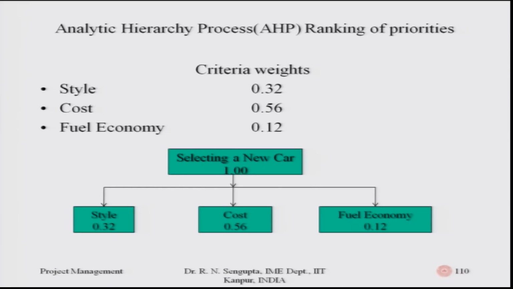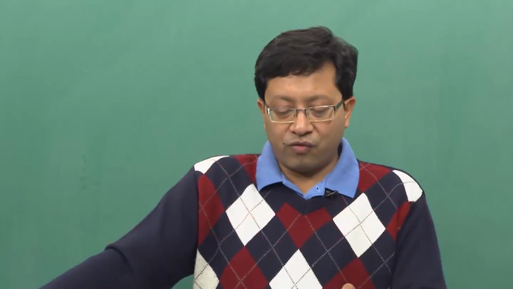Once you do it, the criteria weights are given as 32%, 56% and 12%. If you add them, it comes up to 1, which means that when person 1 is analyzing the first level of criteria, which is style, cost and fuel economy, for him or her, cost is the most important factor with a weightage of 56%. Now, if person 2 has done it, obviously the matrix A would have different values in the cells. In that case, the overall criteria weights for style, cost and fuel economy would be different for person 2.